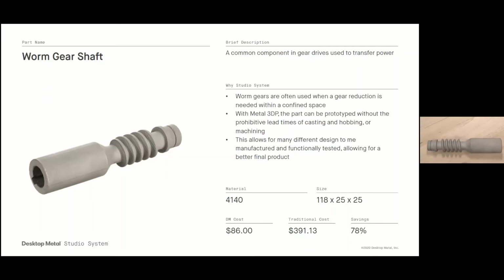This part was produced in 4140 for that excellent hardness value, produced for just about $86 on the studio system. Traditional cost for machining was about $390, so we saw about a 78% cost savings on this component here. Very, very fun part, I think.